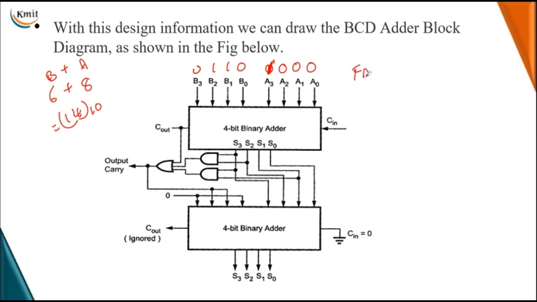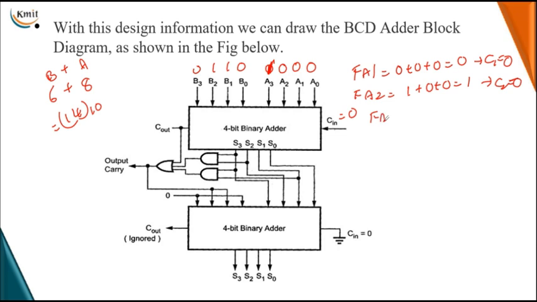Now the first full adder's carry input Cn is 0 here. The first full adder takes A0, B0, so 0 plus 0, with carry input 0. The summation output S0 is equal to 0, and the carry output of the first full adder C1 is equal to 0. Next, full adder 2 has B1 as 1, A1 as 0, and C1 also 0. So the summation is 1, and the carry output is equal to 0. FA3 has B2 as 1, A2 as 0, and C2 as 0. So the output S2 is equal to 1 with C3 equal to 0.